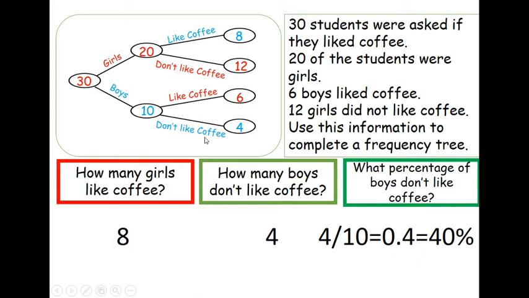And then finally, what percentage of boys don't like coffee? So you can see that 4 boys don't like coffee. And there are 10 boys to begin with. So it's 4 out of 10. Now 4 out of 10, you can just type 4 divided by 10 in your calculator, which gives you 0.4, which is the same as 40%.